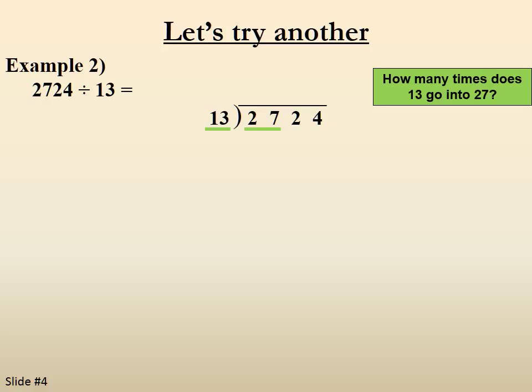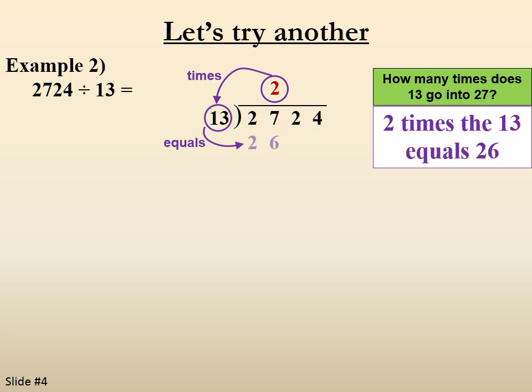Let's try another. 2,724 divided by 13. So 13 goes on the outside, the 2724 goes on the inside. So the question we ask, how many times does 13 go into 27? We don't try the whole number at once. It doesn't go into 2, so we look at 27. Well, it goes in 2 times.